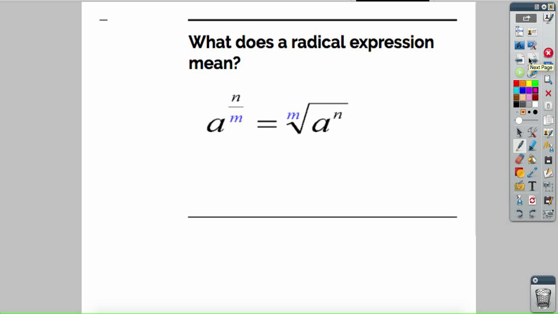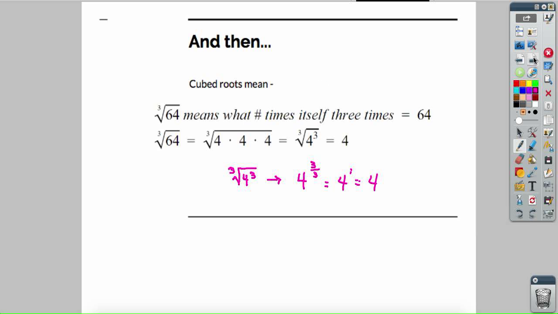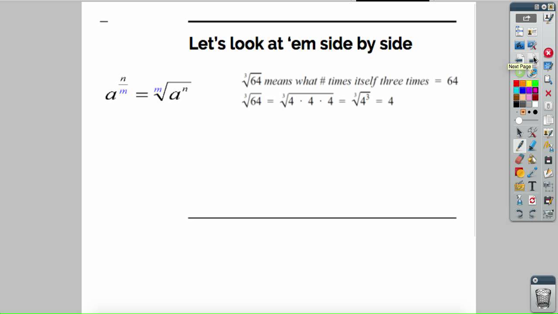Okay, so I want to look at what we just looked at, and I had the cubed root of 4 to the third. So my m is a 3, my n is a 3, and when I make my fraction, I end up with 4 to the 3 over 3 power. And when I simplify that, I end up with just 4. So that's how this thing kind of works. So if we look at them side by side, which is what we just did, we know what our m and our n values are and how that's going to simplify down as our fraction.